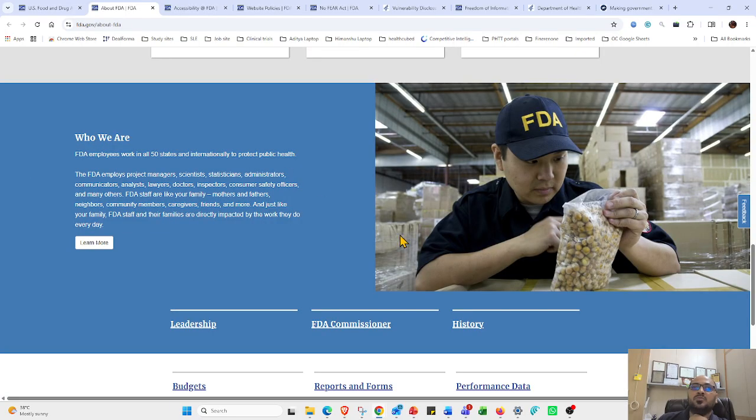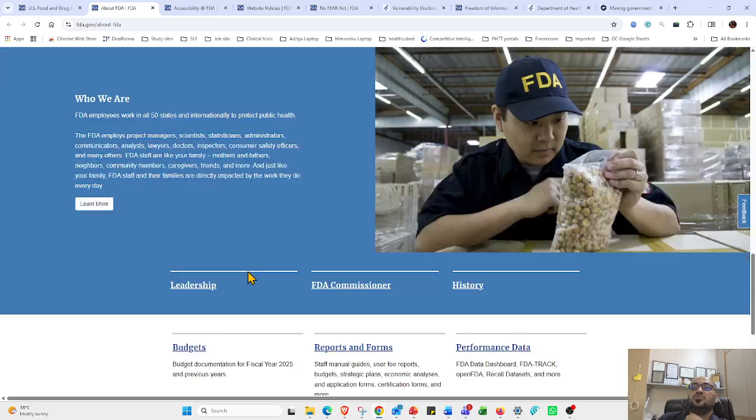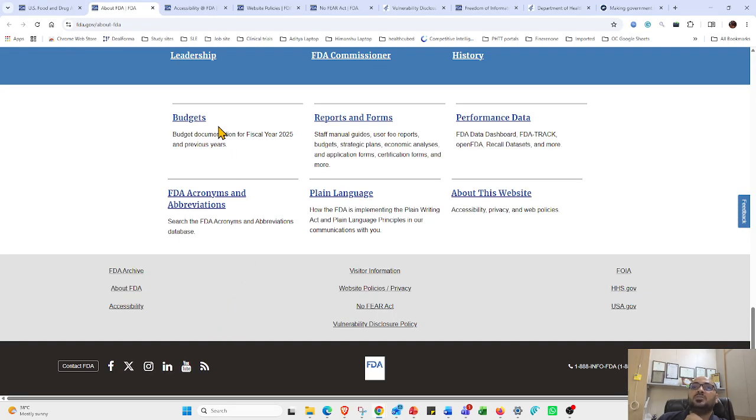Who we are, basically, who is FDA. So FDA is about its leadership, its staff, and so on and so forth. It is a group of people with various different functions, basically 18,000 people. Right. So what is the leadership, who is the FDA commissioner, history, and so on and so forth. Then we have a budget section, where we talk about the budgets, reports, and forms, basically performance data of the FDA and FDA programs, FDA acronyms and abbreviations.